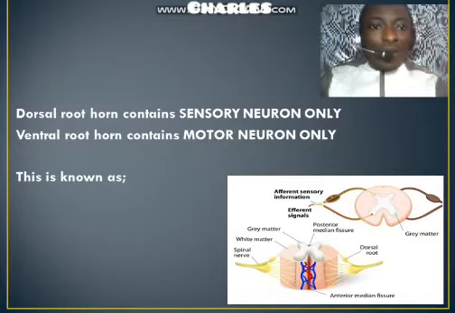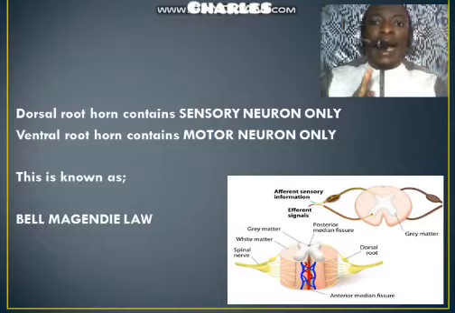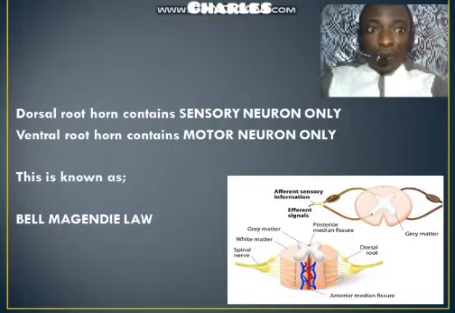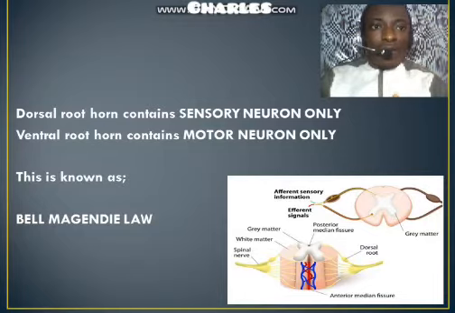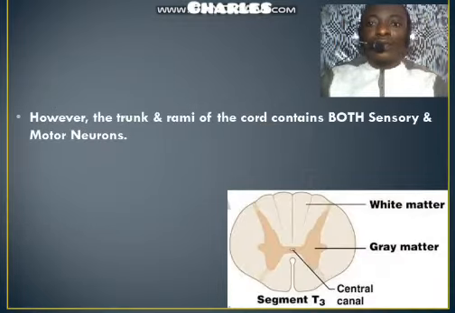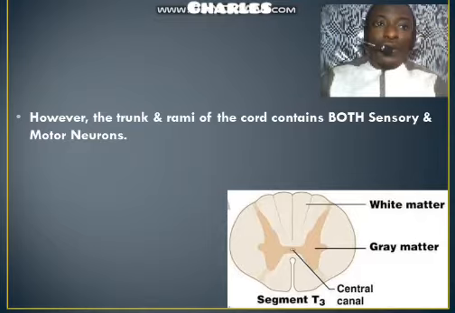Now, this is known as Bell-Magendie law. This law postulated that the dorsal root horn of the spinal cord contains only sensory neurons, while the ventral root horn of the spinal cord contains only motor neurons. That is Bell-Magendie law. However, the trunk and the rami, that is the posterior and anterior ramus of the spinal cord, contain both sensory and motor neurons.